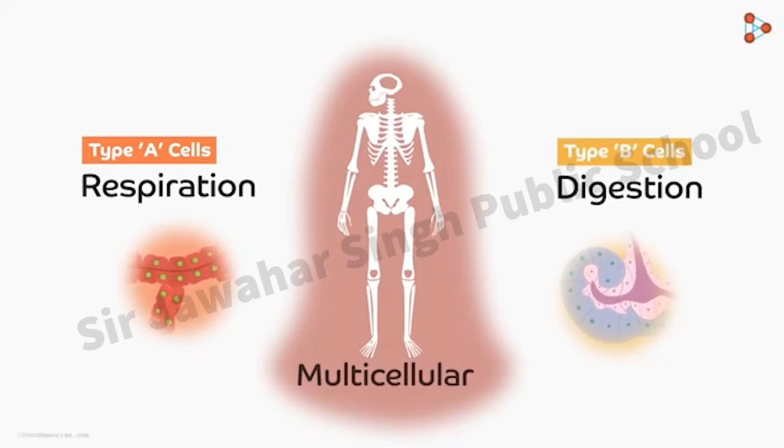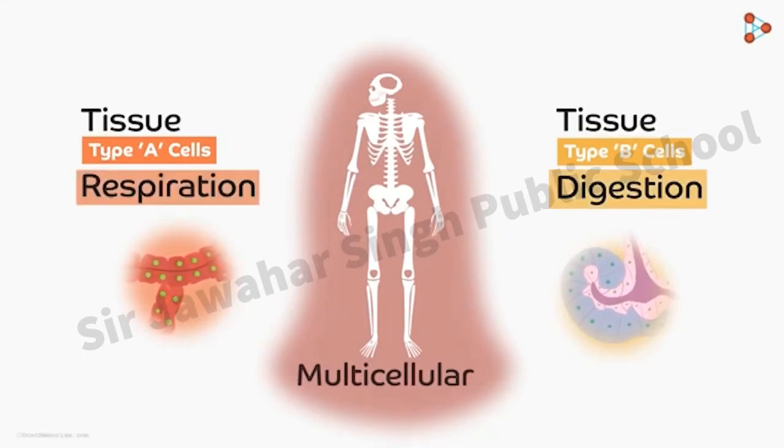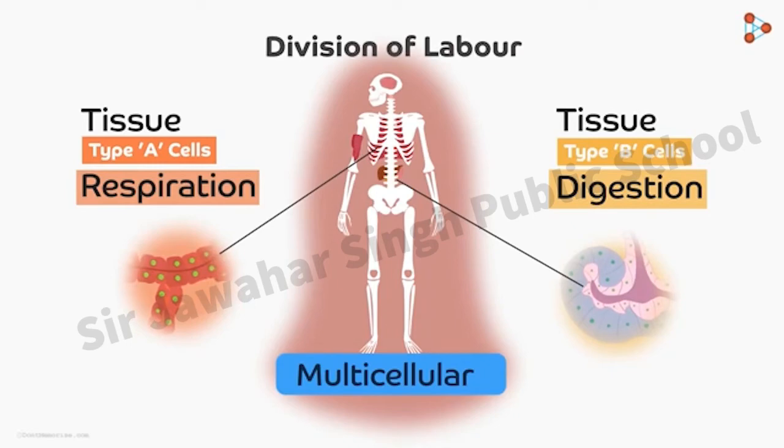But what are these groups of cells called? Do they have a specific name? Yes, each cluster of cells is called a tissue, and each tissue carries out a specific function. Such organisms with many tissues are called multicellular organisms. Multicellular organisms have tissues in their bodies which are placed at specific places to carry out specific functions. This is called division of labor in the organism's body.